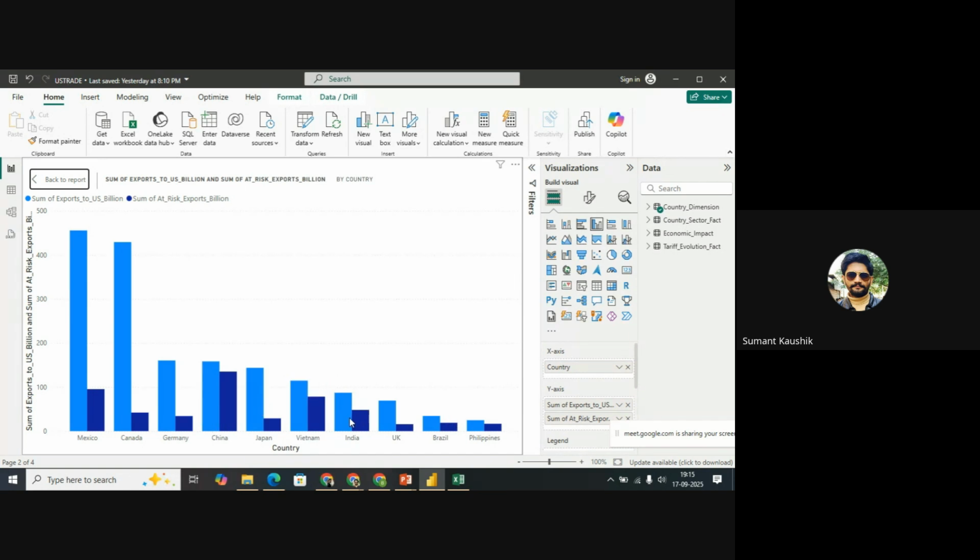Now, if we take the case of India, the total exports were $87 billion, and out of this $87 billion, about $48 billion of exports are vulnerable. That means almost 50%. So with the 50% tariff, 50% of the exports made to the US will be affected due to this tariff imposition right now. Rest all have more or less the same situation. But if we compare with Germany, Germany is least affected by this tariff imposition. We can see Germany, Canada, and Mexico, absolutely, and even Japan also.